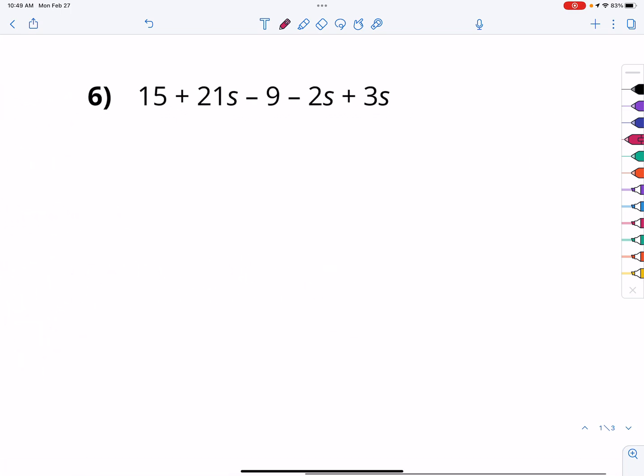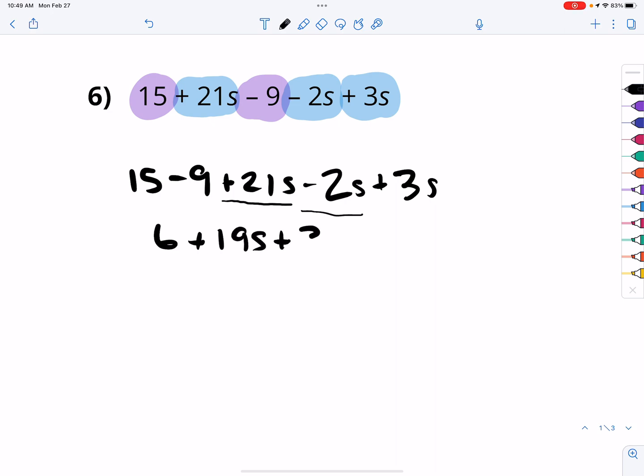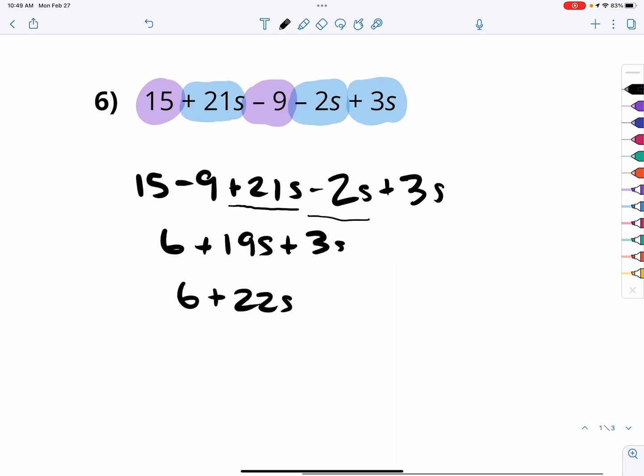Looking at 6, I'm going to color code again. We have constants, and then we have some variables. And I am trying to keep those operations with them together, so that way we know what we've got there. So we have 15 minus 9, then we're going to be adding 21s, subtracting 2s, and then adding 3s. So 15 minus 9 is 6. Now, if we add 21s and then we take away 2 of them, we're going to be adding 19s. And then we are going to be adding 19s plus 3s is 22s. So our answer is 6 plus 22s.